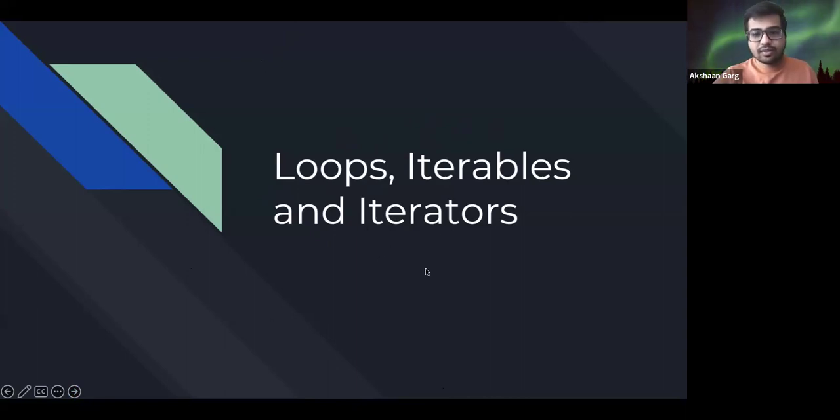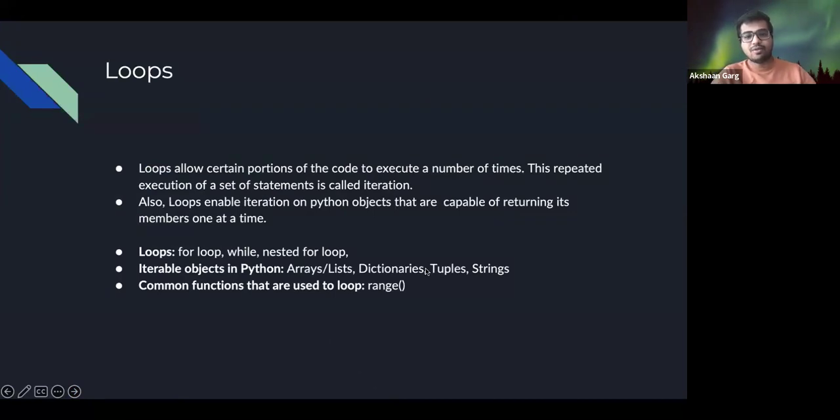All right, so let's get started. So the first thing we want to look at is loops. So what are loops? Loops are a construct in coding which allow us to reuse certain portions of our code and execute it a number of times, right? This repeated execution of a set of statements is also called an iteration, right? So one time you run a part of a loop, it's called an iteration, and multiple iterations make up the entire loop, right?